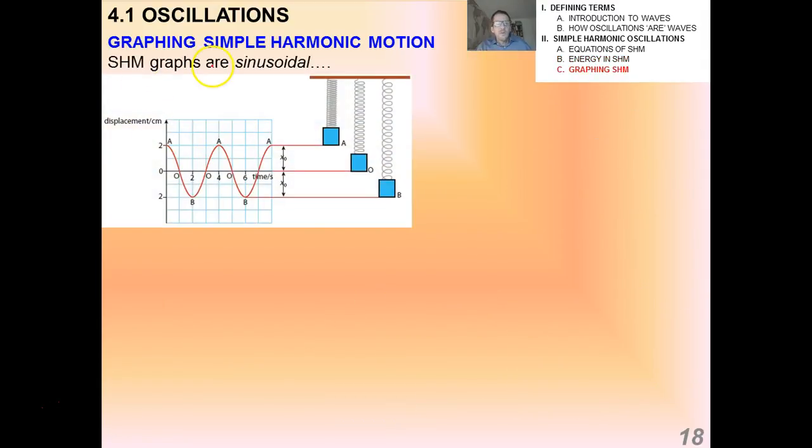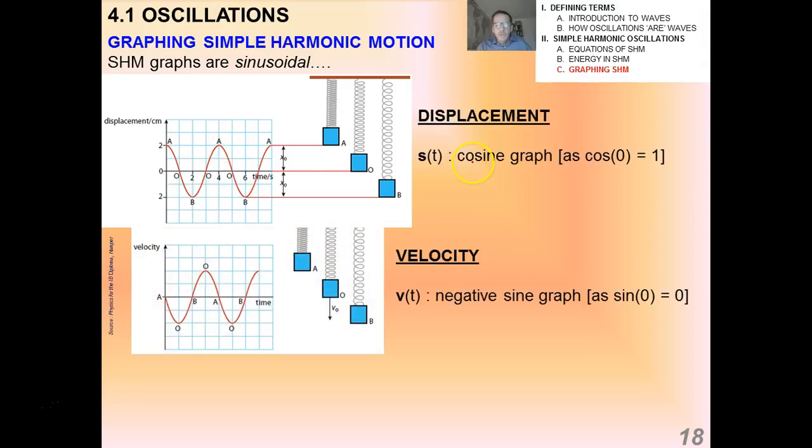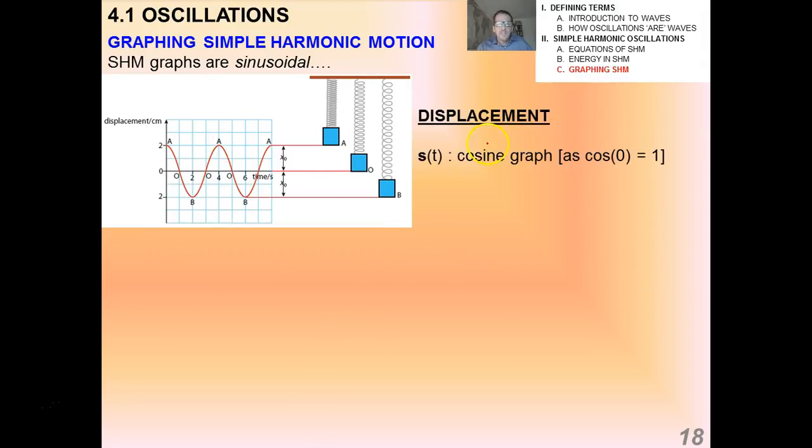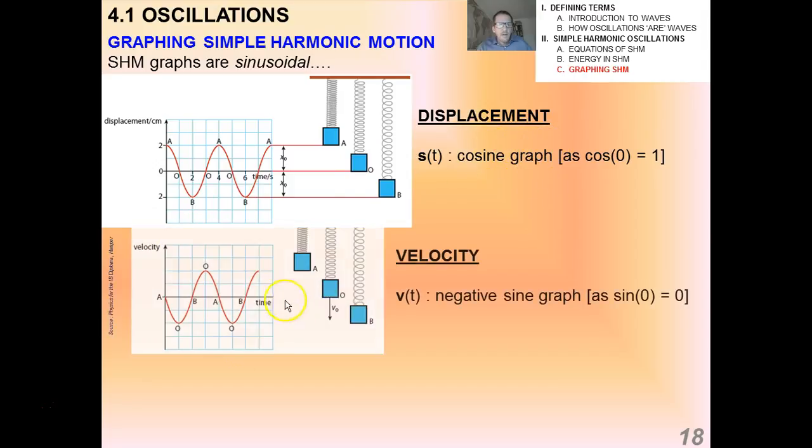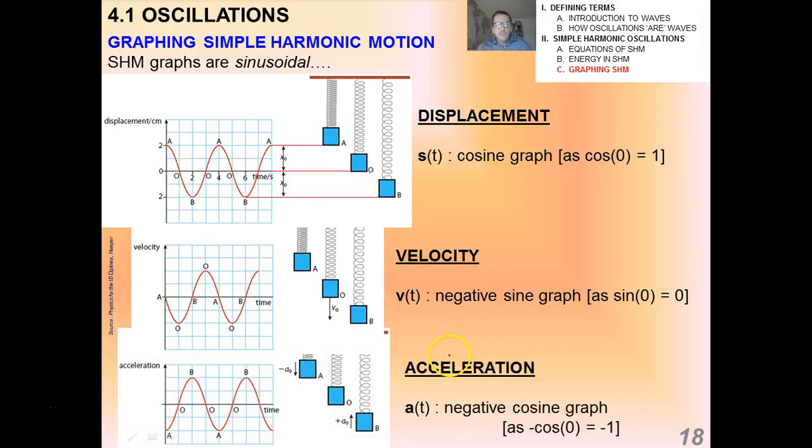So again, simple harmonic graphs are sinusoidal. We've seen that already. I've made the connections between simple harmonic oscillations and waves. And what I want you to notice is that the displacement is actually a cosine graph. The velocity, as you know, is the derivative of the displacement function. The derivative of the cosine is the negative sine. This is how we get a velocity graph. You're starting to see the connections here. The acceleration is the derivative of the velocity, which is a negative cosine graph. Check it out. It's negative what the original displacement graph was.